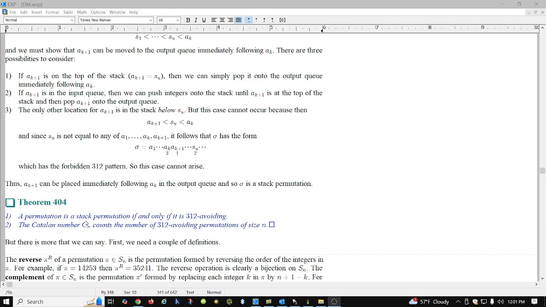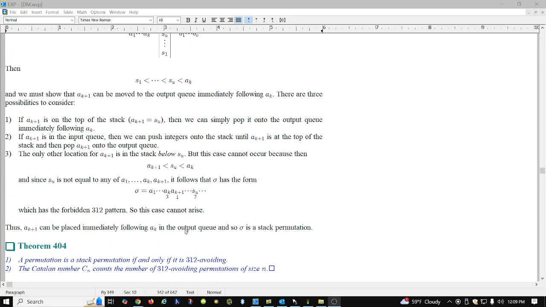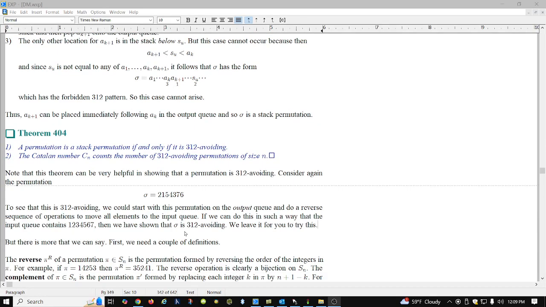So here's our theorem. A permutation is a stack permutation if and only if it is 3-1-2 avoiding. The Catalan number Cn counts the number of 3-1-2 avoiding permutations of size n. It's worth noting that this theorem can be very helpful in showing that a permutation is 3-1-2 avoiding, rather than having to pick the permutation apart to search for a 3-1-2 pattern and hoping you can convince someone else or yourself that there is no such pattern.